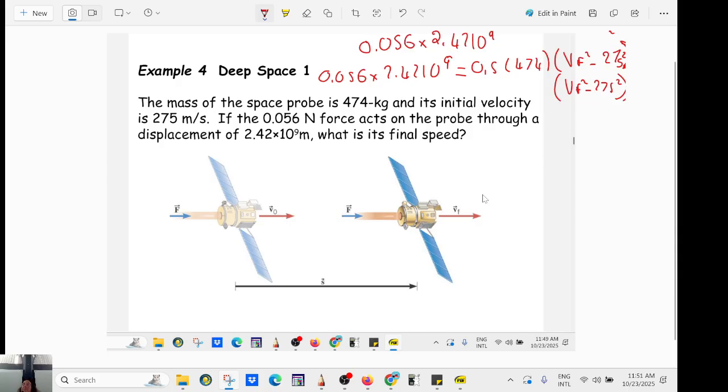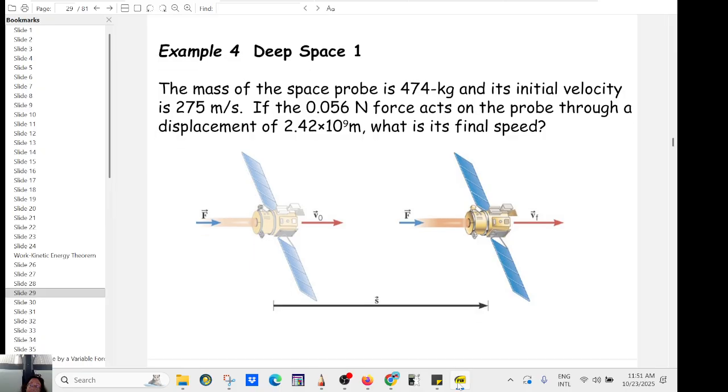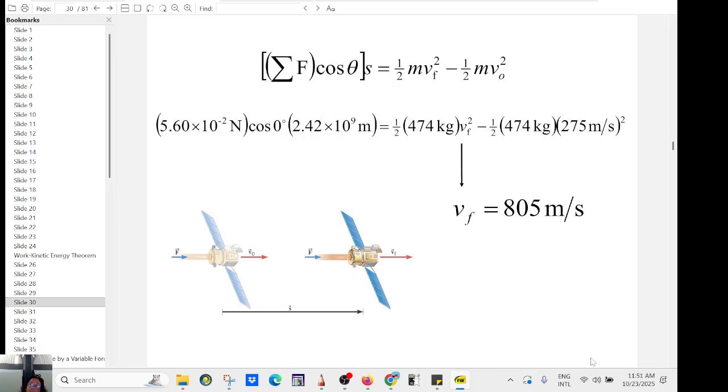And then it's just algebra. Okay, I'm not going to do it because the math takes over. You do this times that, enter, divided by 0.5, enter, divided by 474, enter, plus 275 squared, enter, and then you take the square root. Like 800 or so. Yes, 800-something meters per second. Okay?